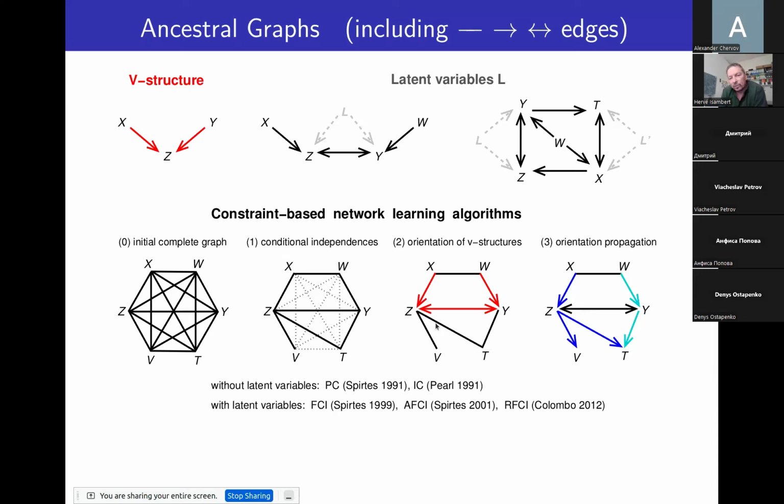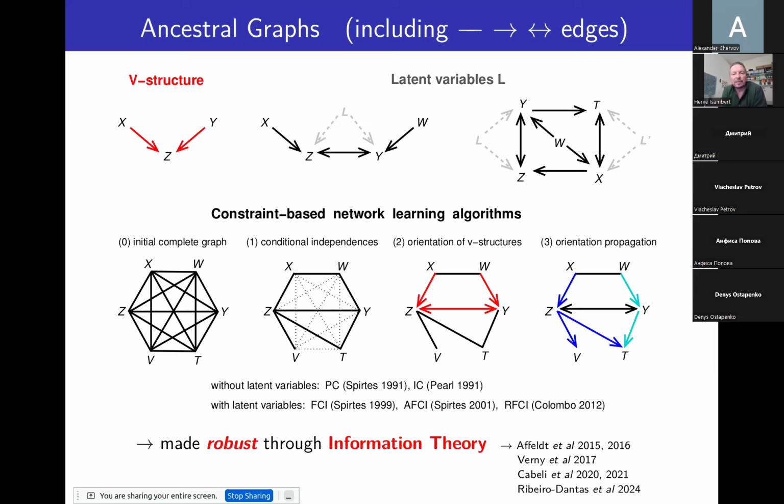infer that these edges that are downstream of V structures, if they are not V structures, have to be oriented the other way, with some hypothesis. So that's how we propagate some of this orientation.